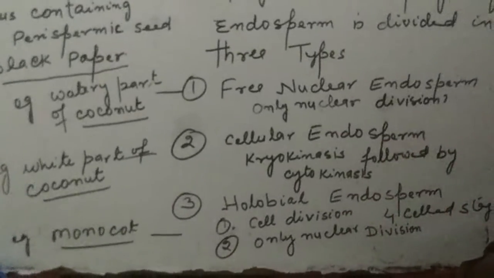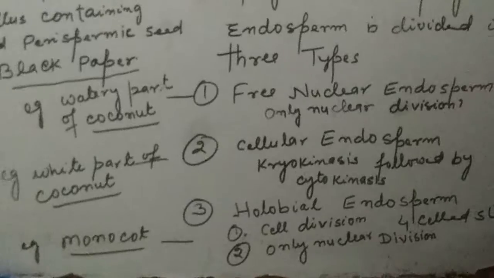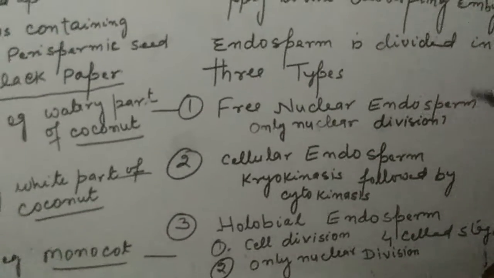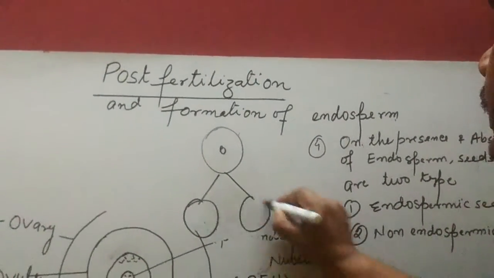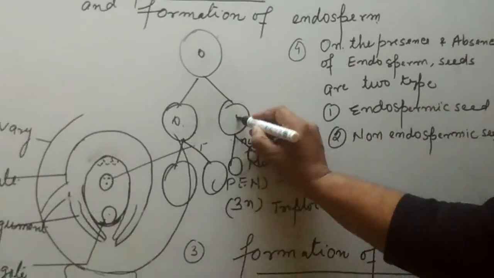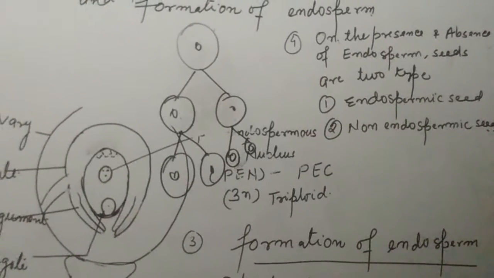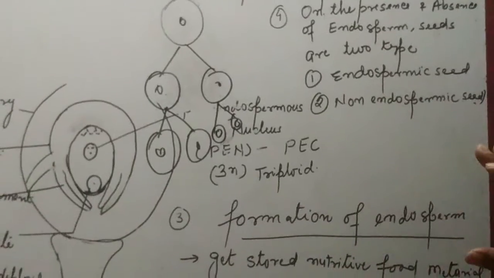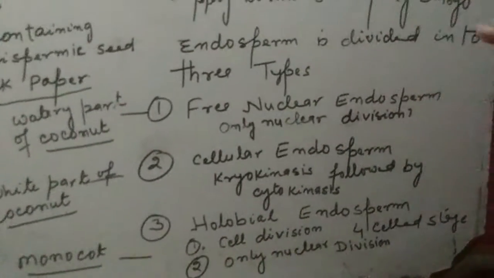Third is called the helobial endosperm. Helobial endosperm is intermediate between free nuclear endosperm and cellular endosperm. Firstly, the cell divides mitotically to form two cells, and it further divides to form the four cell stage. And these cells undergo karyokinesis, only karyokinesis takes place. So first cytokinesis, and thereafter each cell undergoes karyokinesis. That type of endosperm is intermediate between free nuclear endosperm and cellular endosperm. It is a good example of monocots.